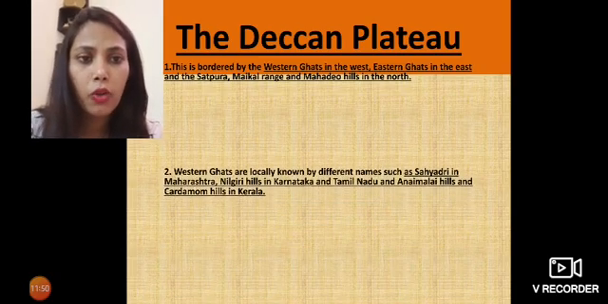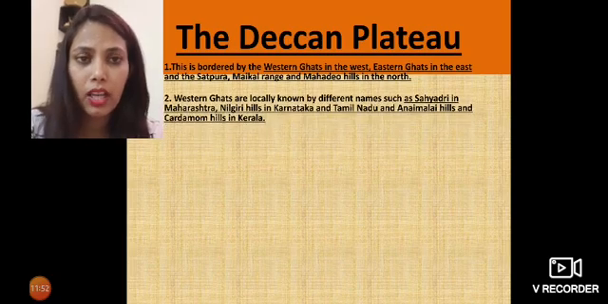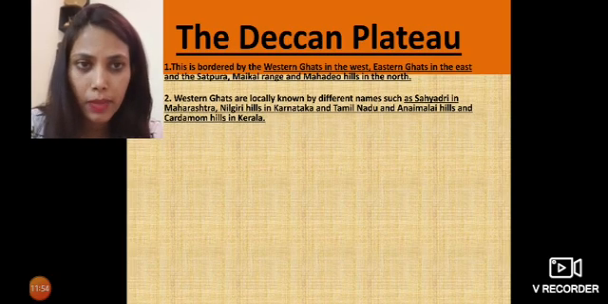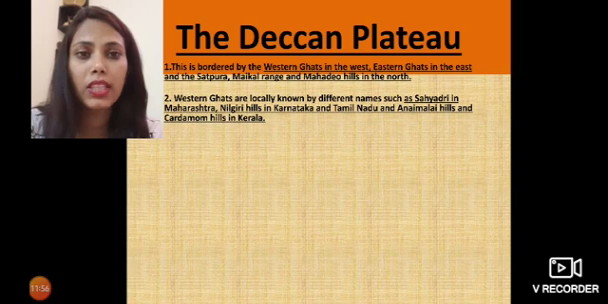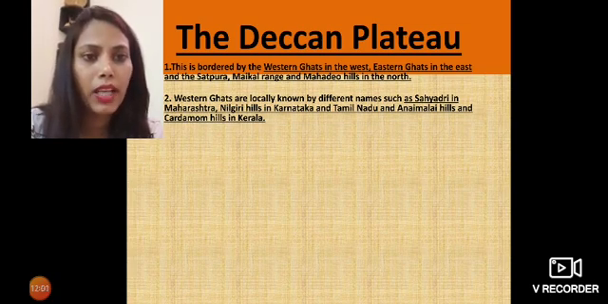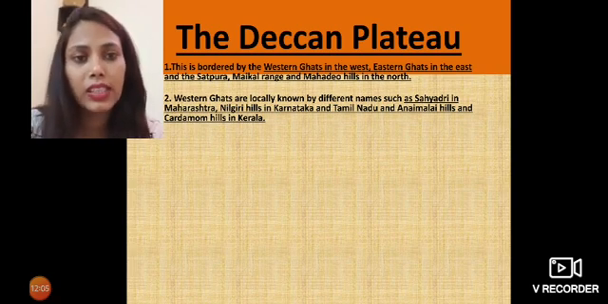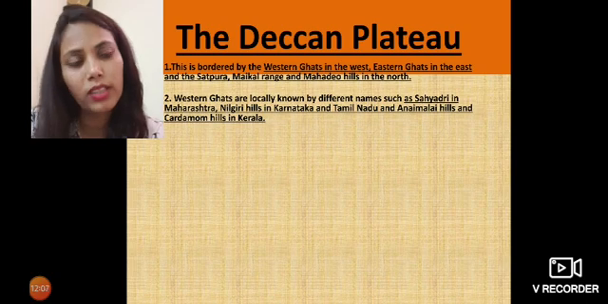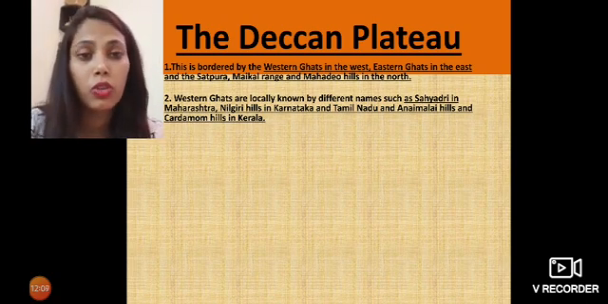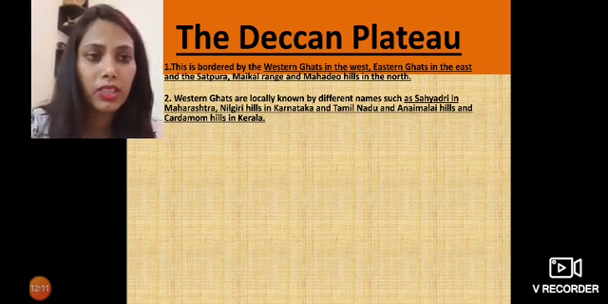Western Ghats are known by different names. The Western Ghats of India, which are a part of the Deccan Plateau, are called Sahyadris in Maharashtra, Nilgiri in Karnataka and Tamil Nadu, Anamalai Hills and Cardamom Hills in Kerala. Or you can say the other way, that these hills are a part of Western Ghats, or Western Ghats is made up of these hills, so they are named by different names in different states of India.